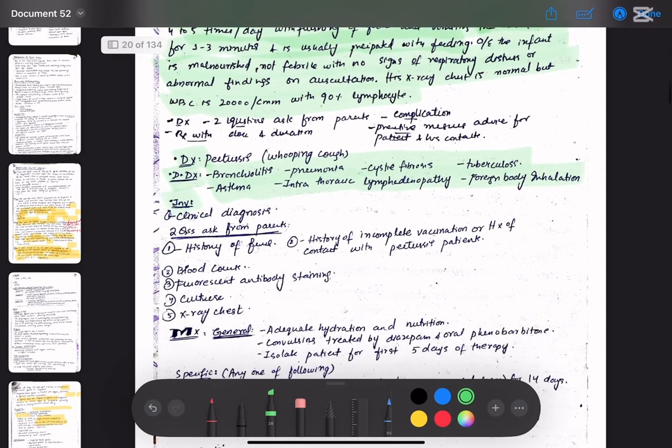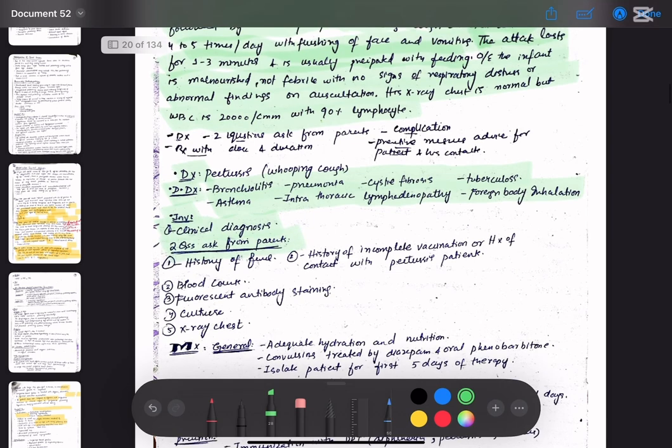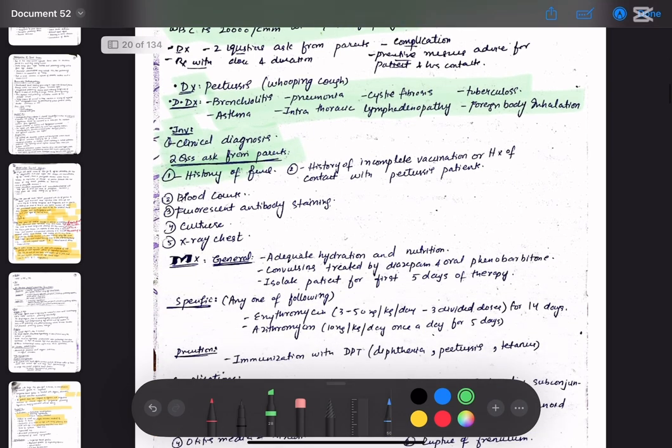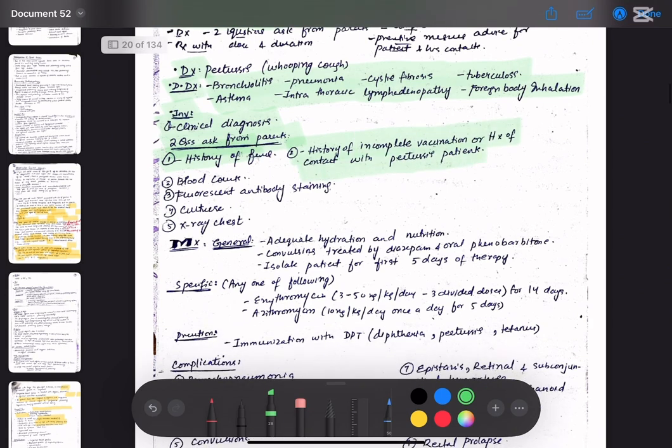The investigation done for pertussis is clinical diagnosis, and two questions are asked of the patient: the history of fever is asked, and the history of incomplete vaccination or history of contact with pertussis patients is asked.